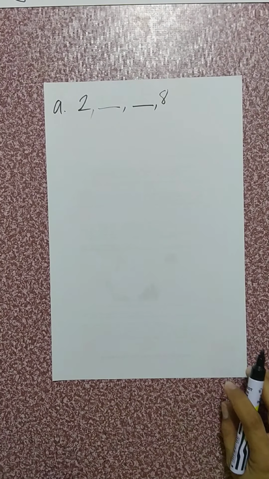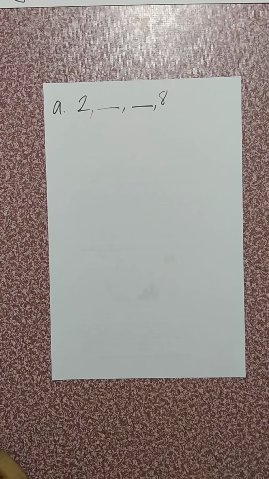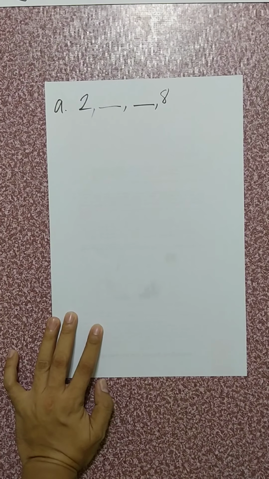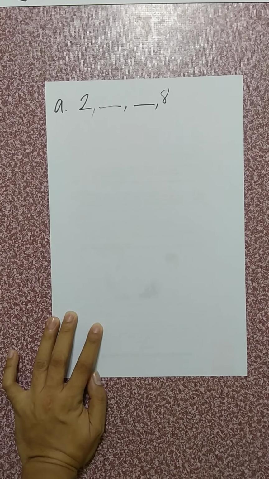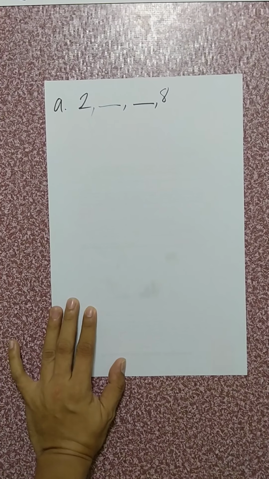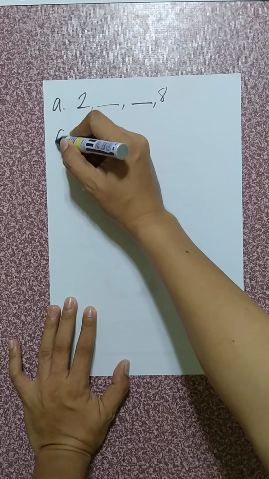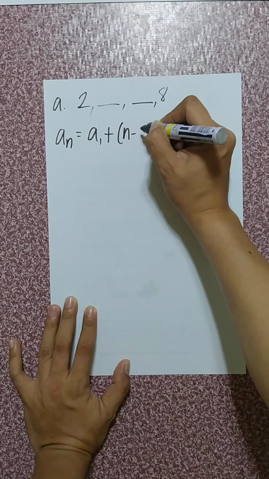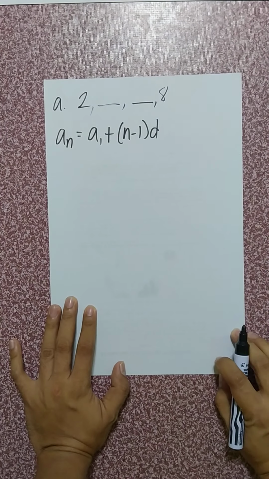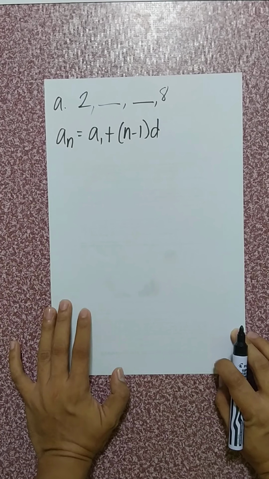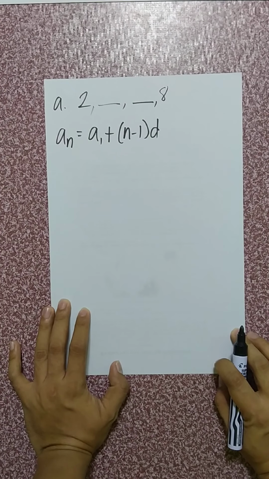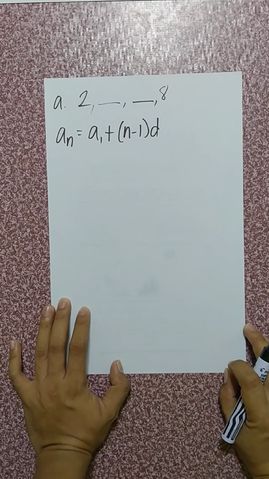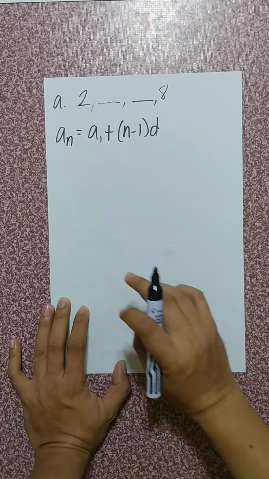Ngayon, sa paghahanap ng arithmetic means, hindi directly hinahanap ang means. So ano ang ating kailangan gawin? We're going to recall the nth term of an arithmetic sequence, kung paano tayo naghahanap ng term. So again, our formula is a sub n is equal to a sub 1 plus quantity n minus 1 times d. So saan natin gagamitin yung formula na yan? Gagamitin natin yan para mahanap ang common difference or yung ating d.